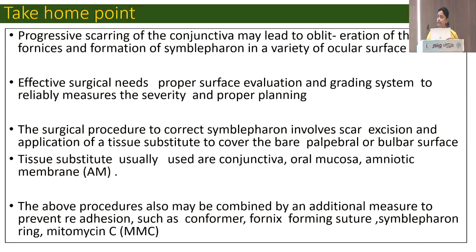So the take-home message is: progressive scarring of the conjunctiva may lead to obliteration of the fornices and formation of symblepharon in a variety of ocular surface disorders. Effective surgery needs proper surface evaluation and a grading system to reliably measure the severity, and proper planning is important.